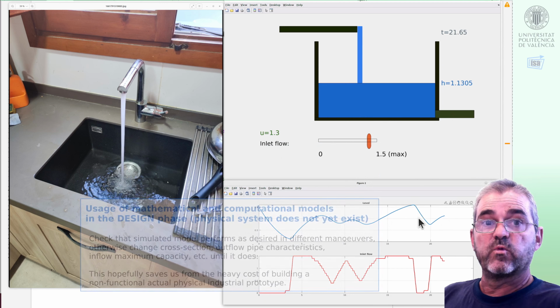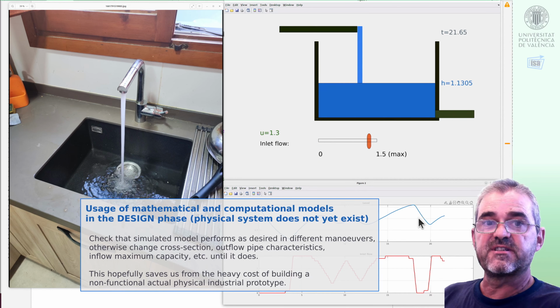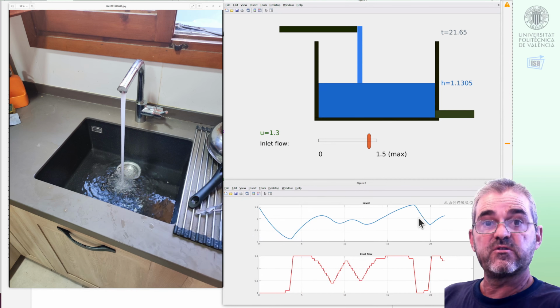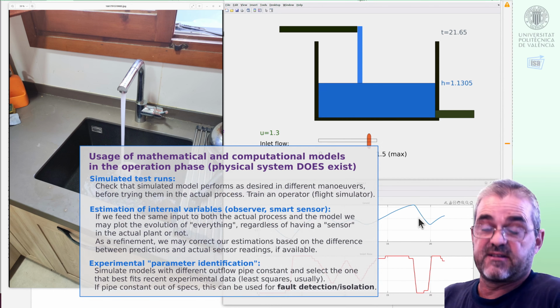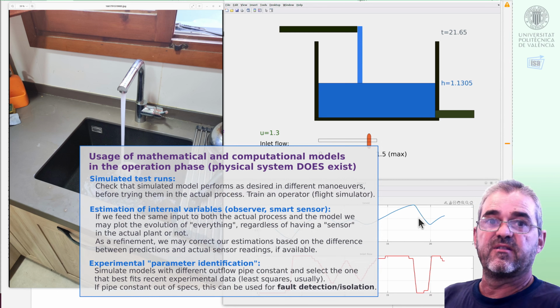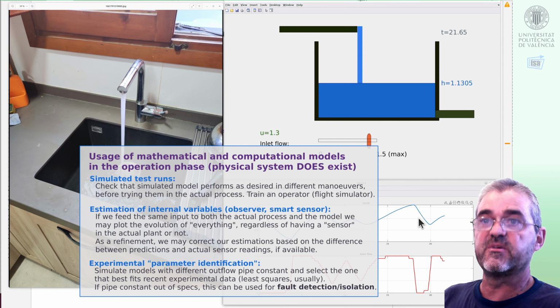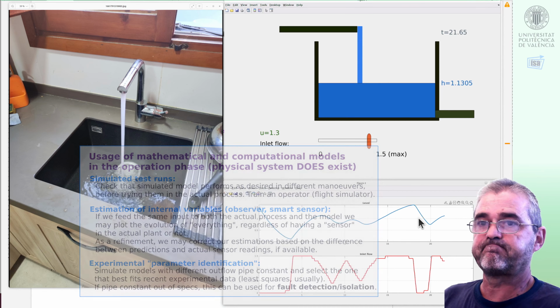So, in summary, we can use models before the system is actually built to avoid creating useless prototypes, and we can use computational models and mathematical models, of course, because they are at the core of these simulations. We can use them even when the system is already built as digital twins in order to observe unmeasured variables or to identify changes in physical parameters of my system, identify failures in my pipes or sensors or whatever.